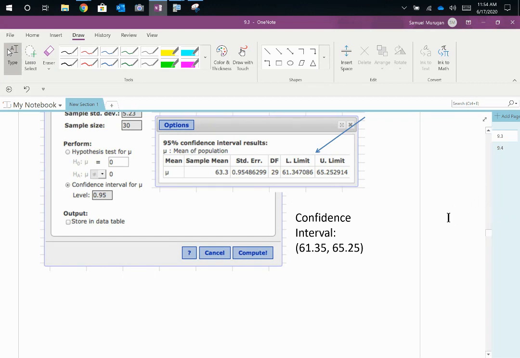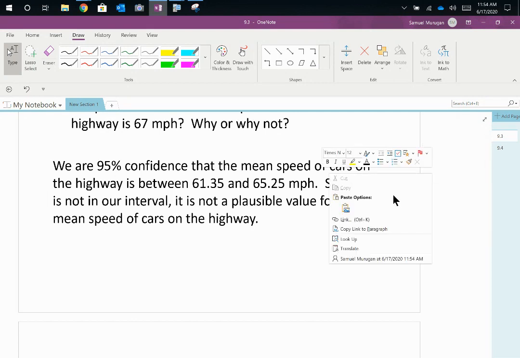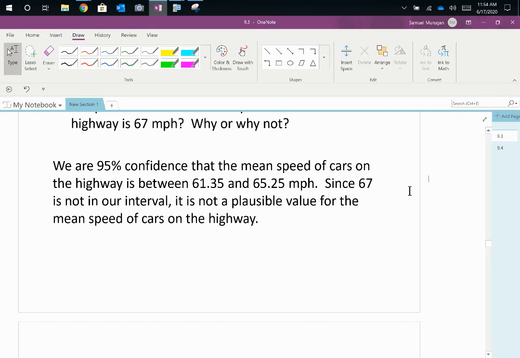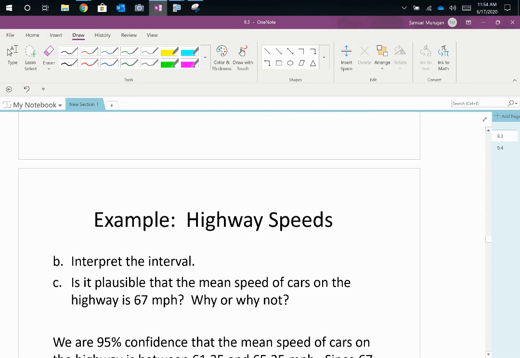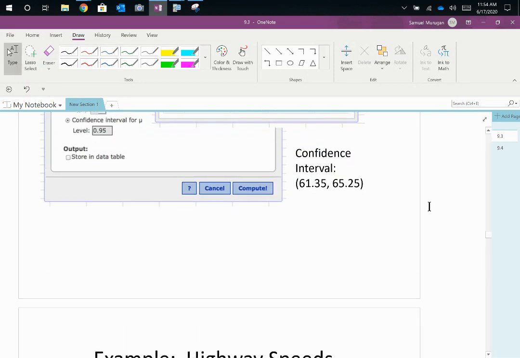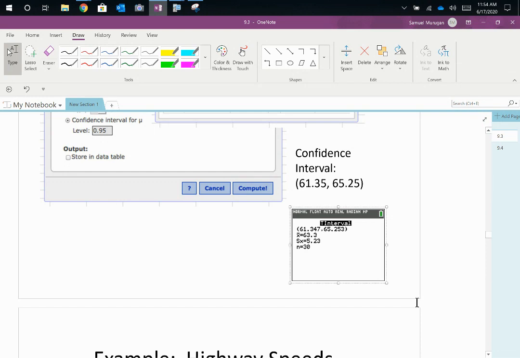So here it is. This is the calculator printout. So I'm going to use the calculator printout down here as well. Let's put the calculator printout here. And you can see the calculator printout also shows that the 2 decimal places 61.35 and 65.25. That is the confidence interval.